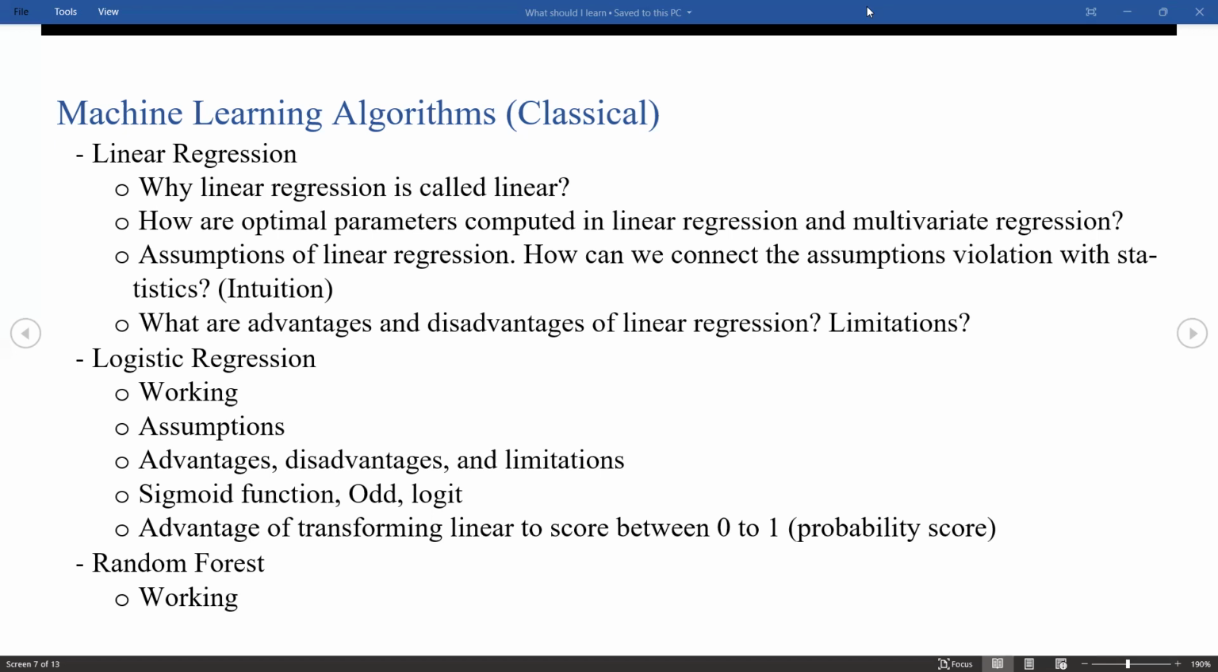And again, what is a sigmoid function? Very important. What does a sigmoid function do? What is odds? What is logit? These are a few concepts related to logistic regression, although they mostly carry over even to deep learning. So in deep learning, later you'll get to know, especially whenever you have a deep learning classification model, this concept will be valid there too.